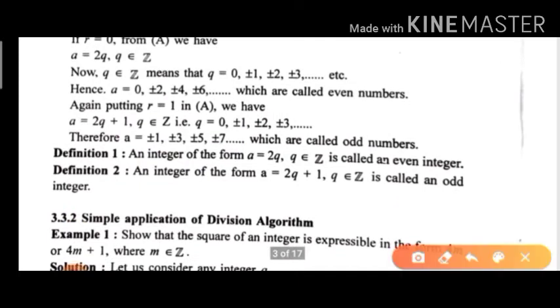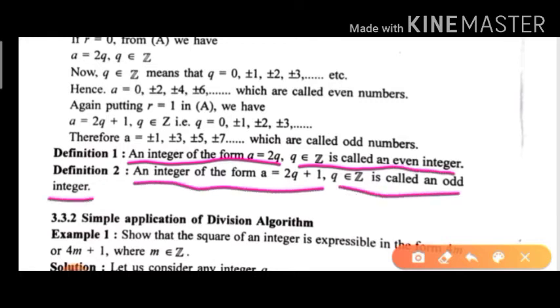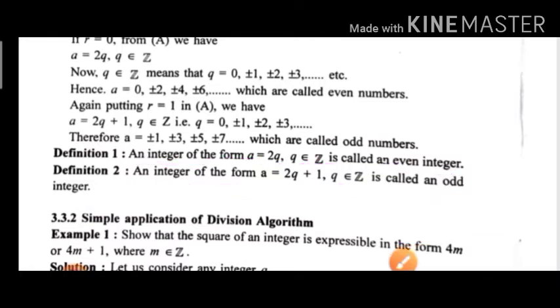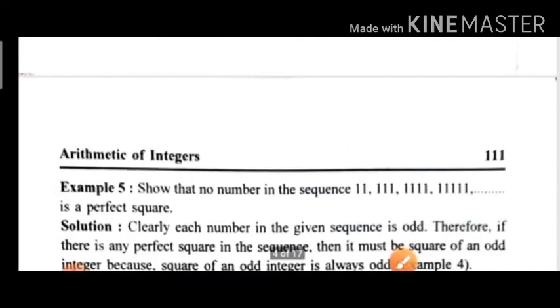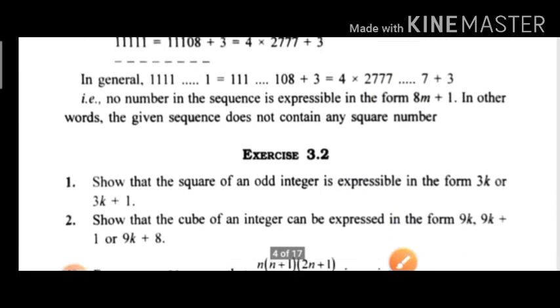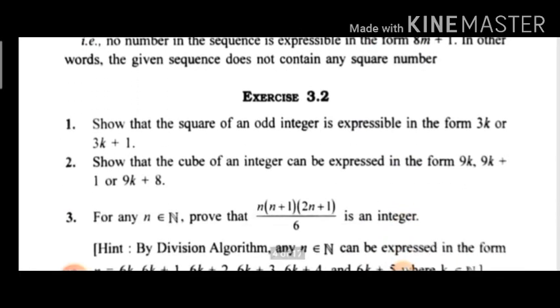That means integers of the form a equal to 2q are all even integers, and integers of the form a equal to 2q plus 1 are all odd integers. Then we'll head on to the exercise.